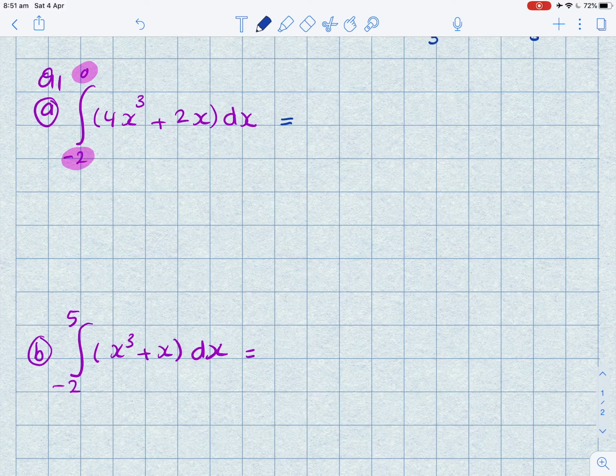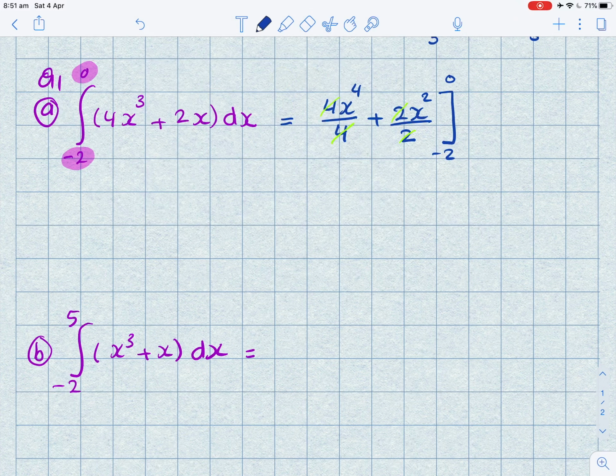First of all, let us integrate this. There's going to be 4x to the power 4, since 3 plus 1 is 4, over 4, plus 2x to the power 2 over 2. We don't put c here because we have limits, from -2 to 0. Now we cancel down. We don't need these 4s, they cancel together.